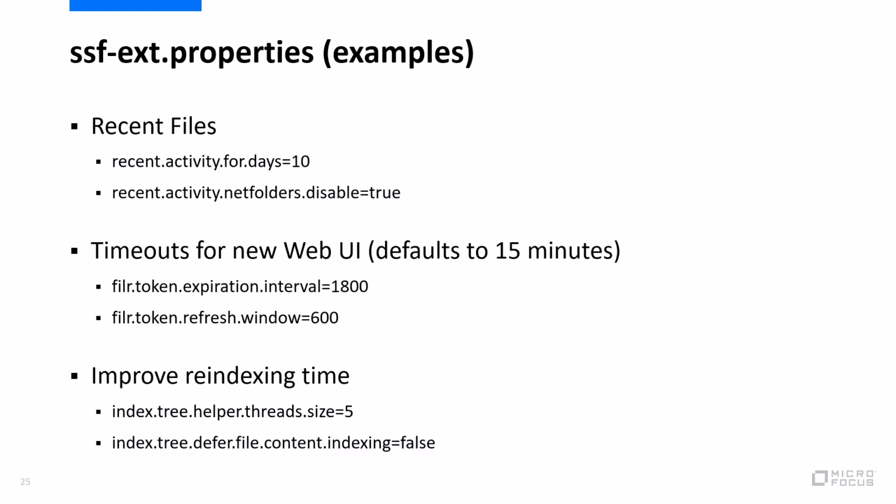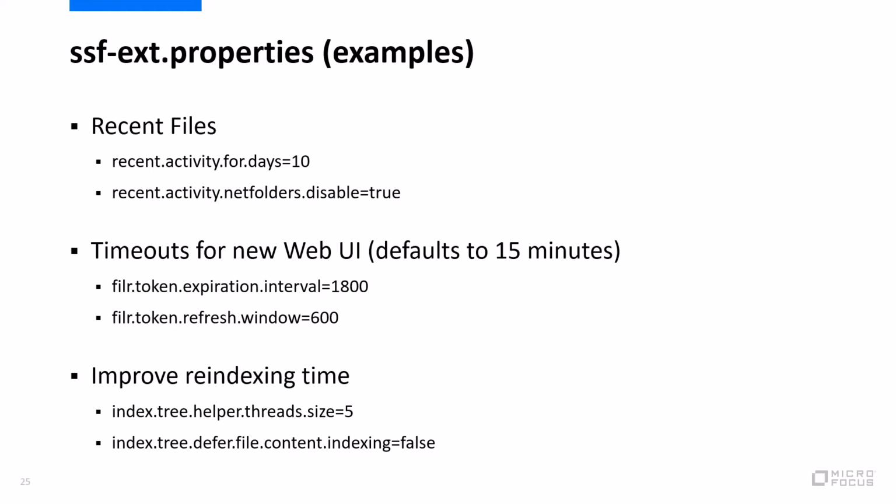And if you're doing re-indexing, then something you can always do is increase the number of threads that you've got for re-indexing, and also, if you've got full content indexing enabled, defer that to be done afterwards, so you can index everything. Users can start getting into the system and using the system, and then the full content indexing will happen after that.